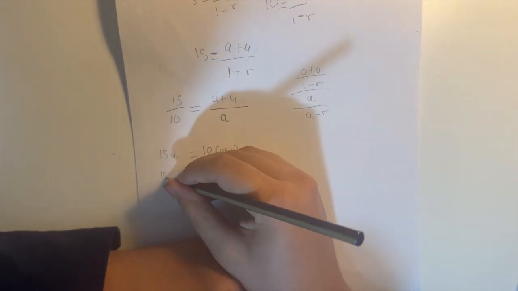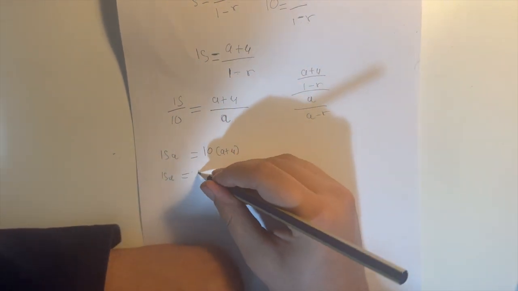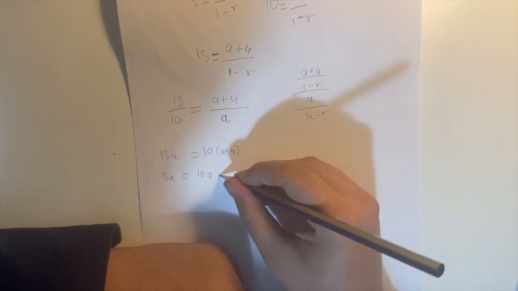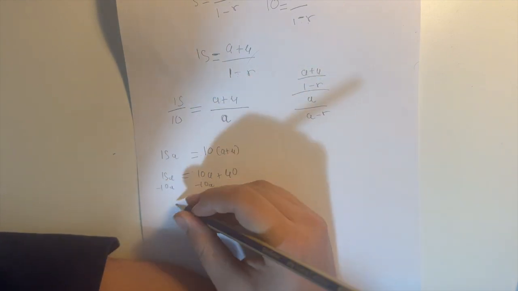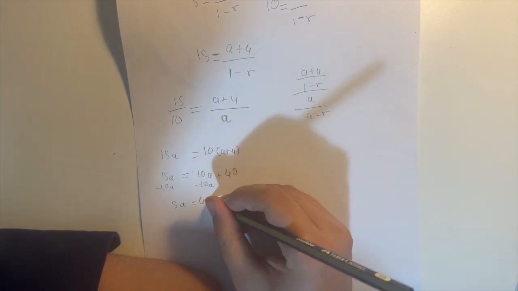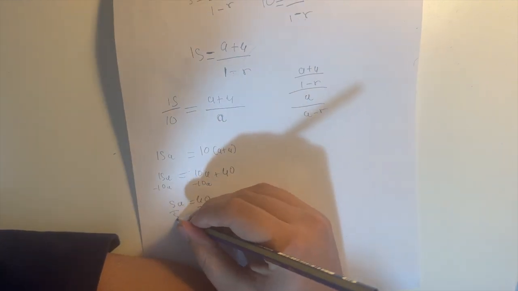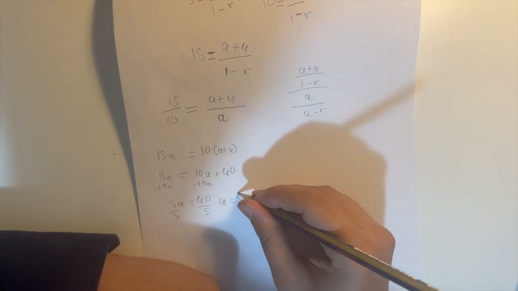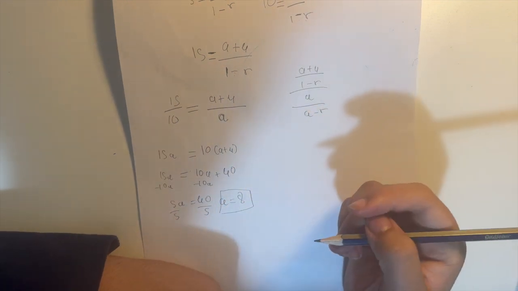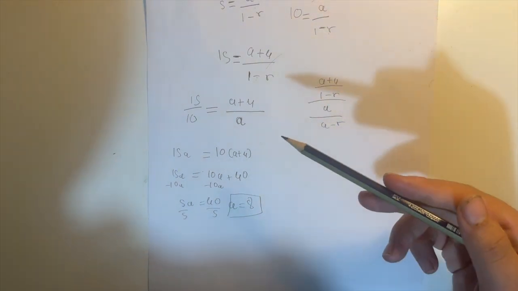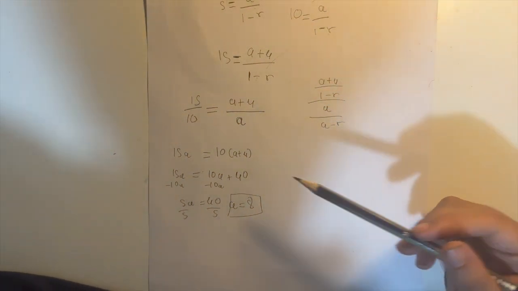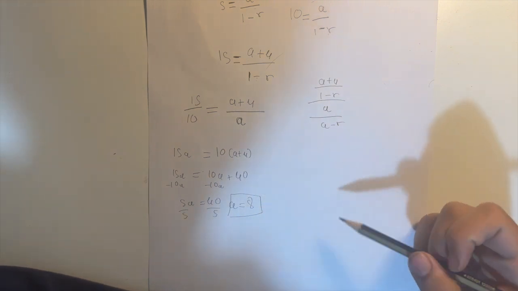We simplify that further. 15A is equal to 10A plus 40. Subtract 10A from both sides. We get 5A is equal to 40, divided by 5 on both sides. We get A is equal to 8. So the first term in the original infinite geometric series is 8. So A is equal to 8.